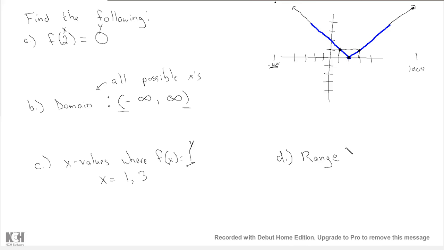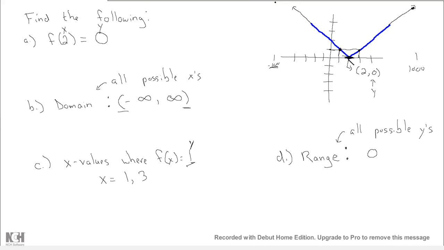The range, like the domain, is all possible y's. We read the domain from left to right, we read the range from bottom to top. Well, this graph does not go down forever. It does have a minimum right here. Now what we have to be careful of is the range is all possible y's. What is the y value of this point? Well, if I write the ordered pair of that point, I went over 2, up 0. Which of those is the y? The y is the 0. So that is the number I want to use as my lower bound, the 0.